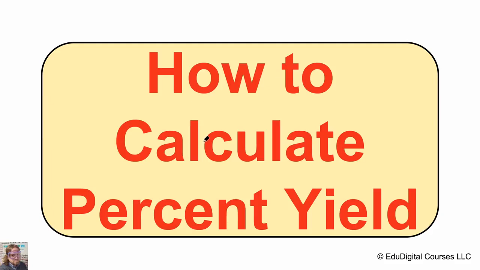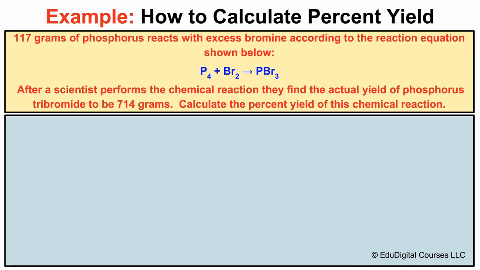So let's jump right in and take a look at an example problem. In this example problem, it says that we have 117 grams of phosphorus reacting with excess bromine according to the reaction equation shown below. After a scientist performs the chemical reaction, they find the actual yield of phosphorus tribromide to be 714 grams. Calculate the percent yield of this chemical reaction.